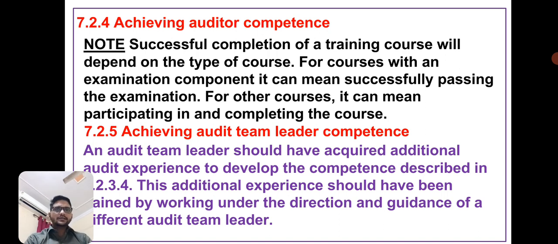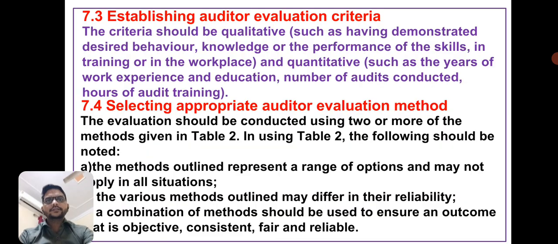Next is achieving audit team leader competency. That was how auditors achieve their competency; now, how does an audit team leader achieve theirs? 7.2.5: an audit team leader should have acquired additional audit experience to develop the competency described in 7.2.3.4 that we already discussed. This additional experience should have been gained by working under the direction and guidance of a different audit team leader.